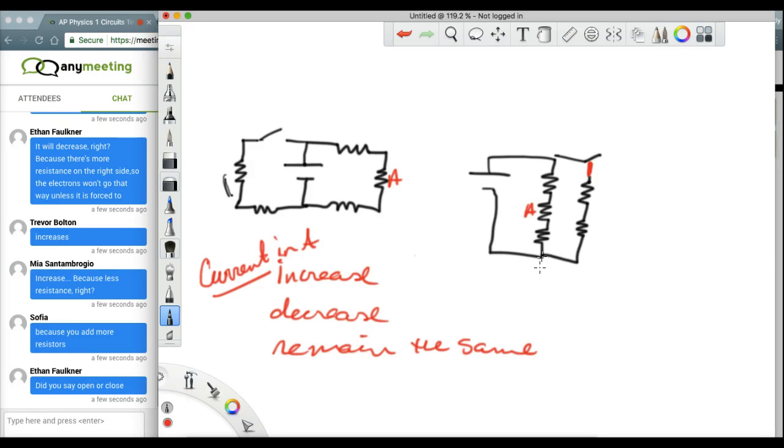I said when the switch closes. When the switch closes, what will happen?